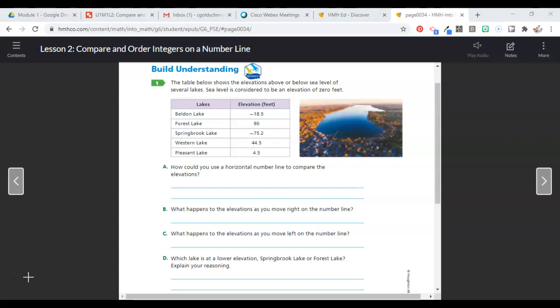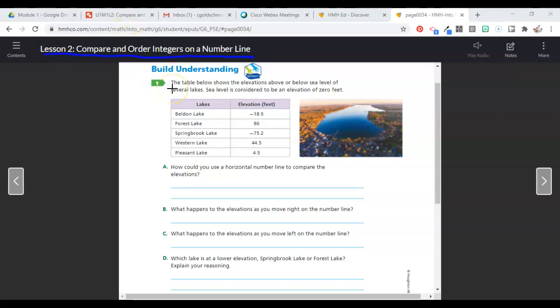For this lesson, you should be on page 14, and we're going to be doing lesson 2, compare and order integers on a number line. We're on the build understanding. Remember, when we're on build understanding, you're going along with me and solving the problem. Number 1, we're going to use this information right here at the top, and we're going to solve the rest of the problems on the page, so all the way from E to F.